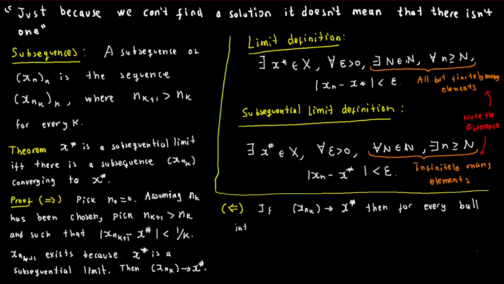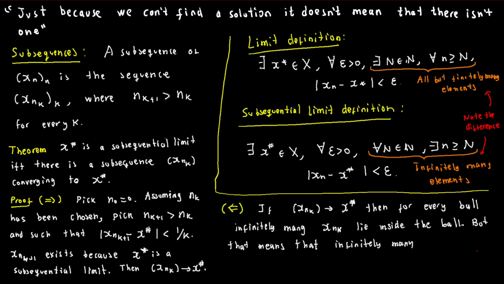For the other direction, assume that the subsequence x sub n sub k converges to x sharp. This means that for every ball around x sharp, all but finitely many elements of x sub n sub k lie inside the ball. But that also means that there are infinitely many elements of x sub n lying in the ball.